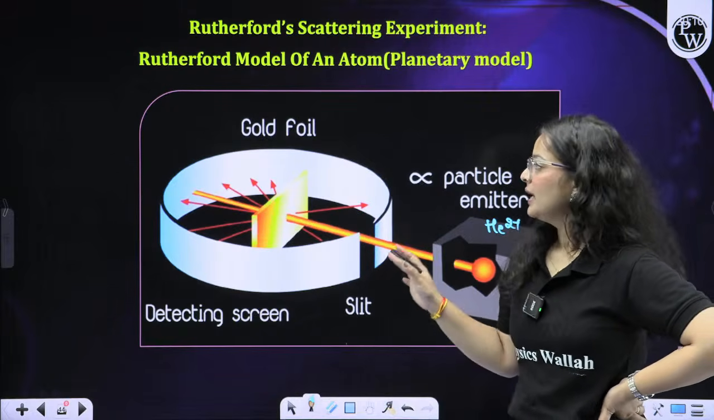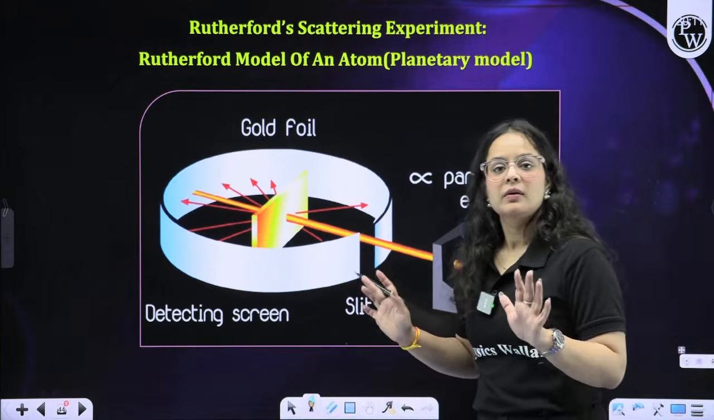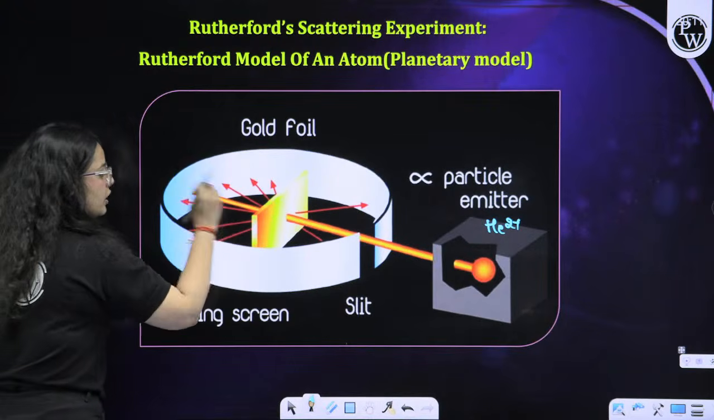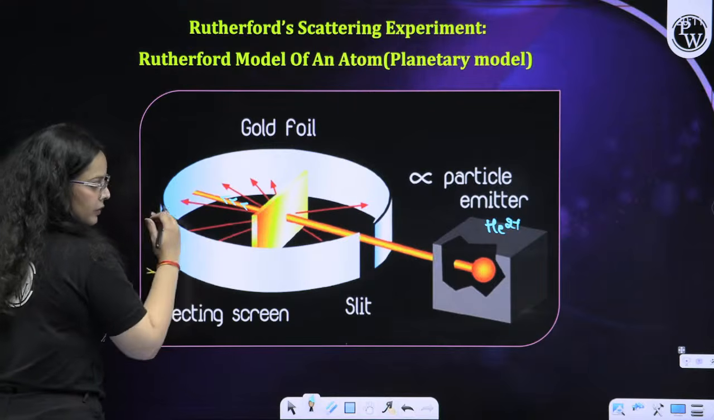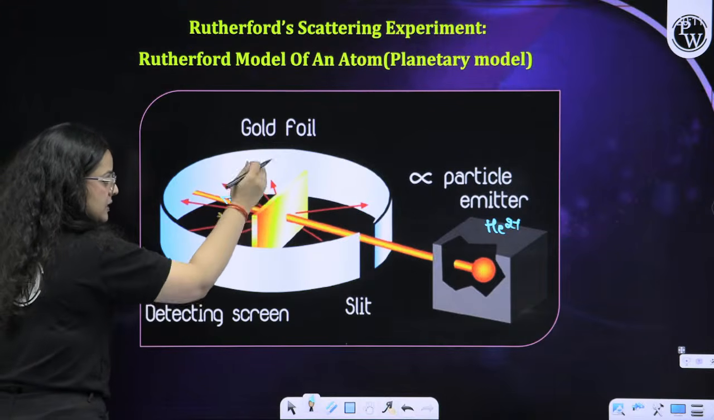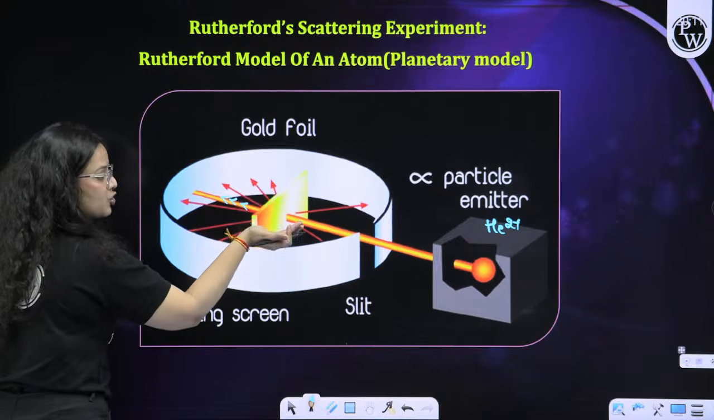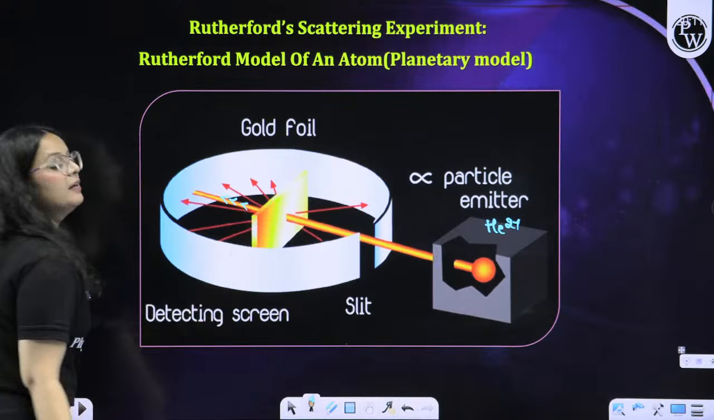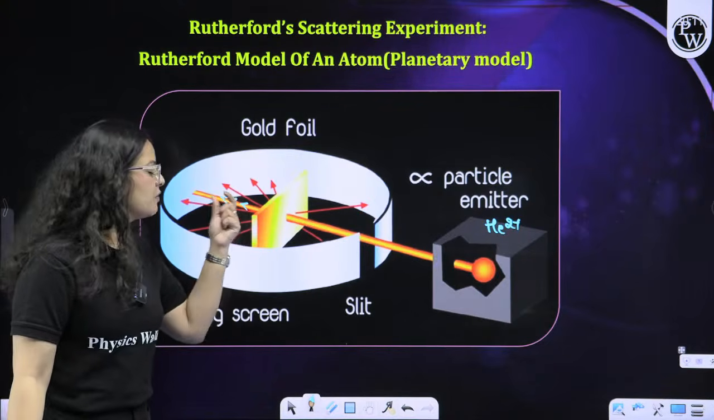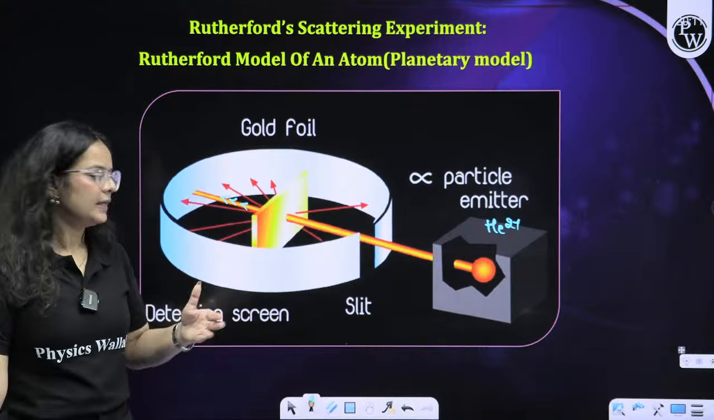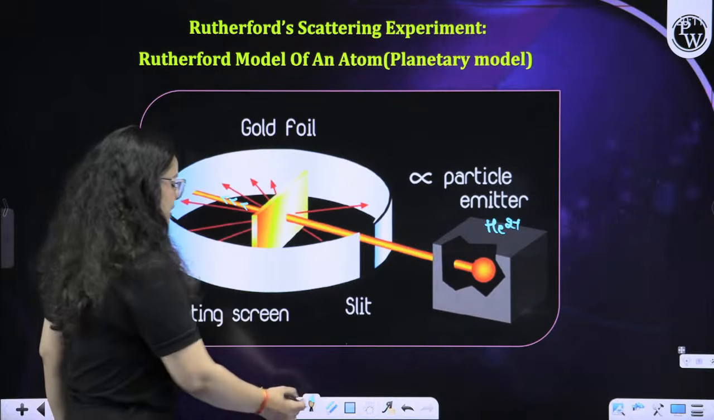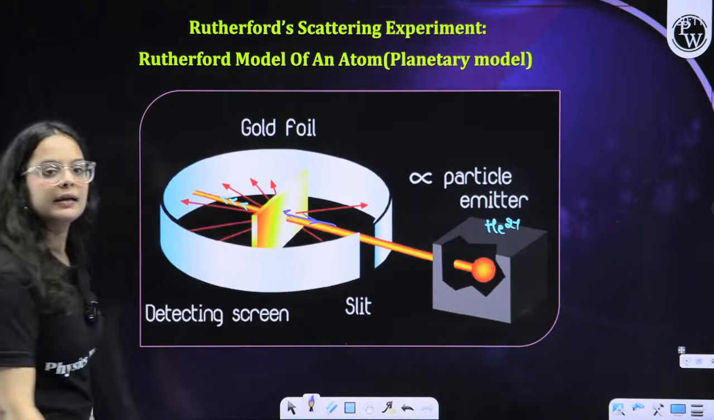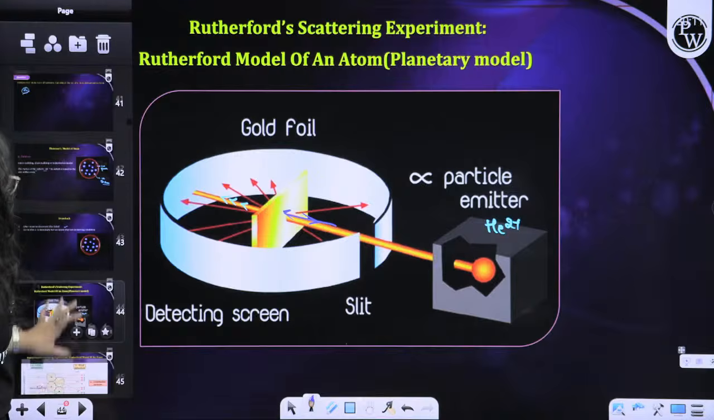What I'm telling you is the Rutherford model. In that model there are certain observations. The majority of rays pass straight without any deflection. Certain rays bent with small angles from the original path. Few rays bent with a large deflection, and very few, say 1 out of 20,000 rays, retrace their path. Meaning the one that comes like this goes back along the same path. So these were the observations.